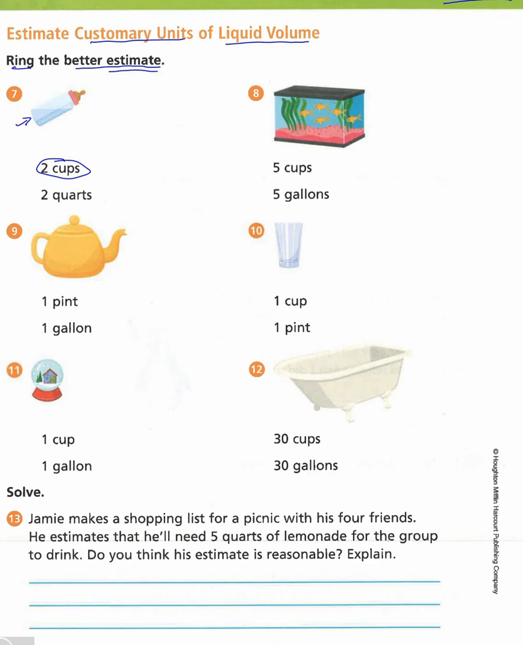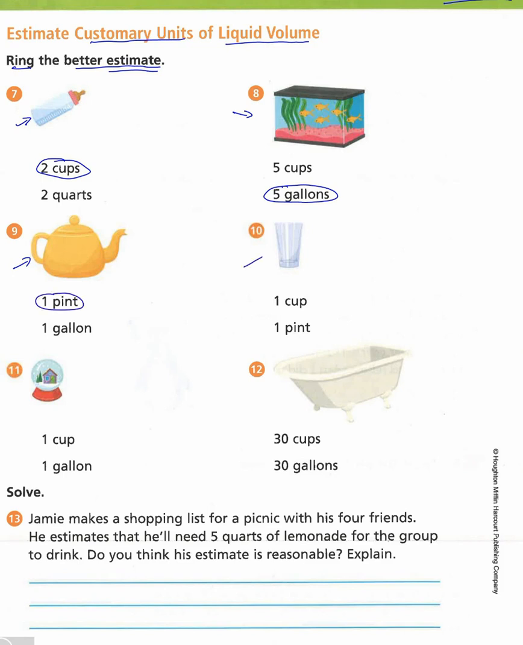So, how about a fish tank, number 8 over here? Fish tank, 5 cups or 5 gallons? Well, it depends on how big, of course, but let's say this is a pretty big one. So go ahead, and I'll show you what I do. Yep, hopefully you got 5 gallons on that one. Okay, let's look at number 9. This is a teapot. So do you think it's going to hold a pint or a gallon? Yep, hopefully you chose the pint.